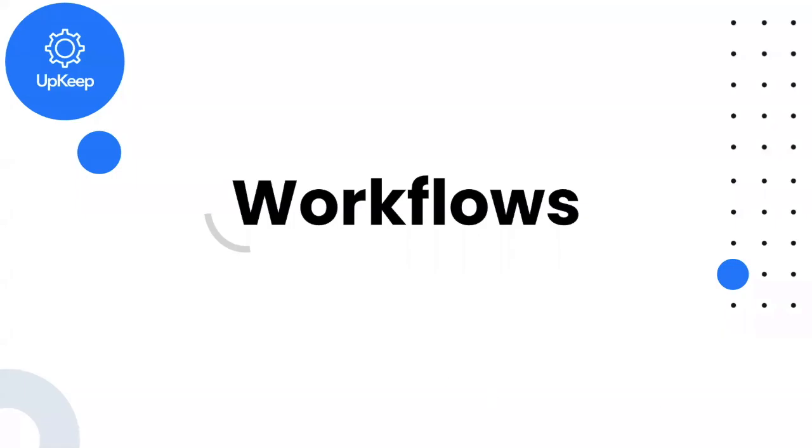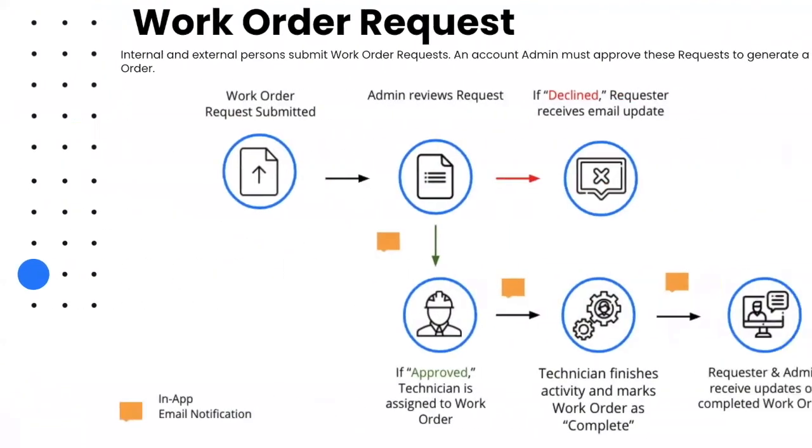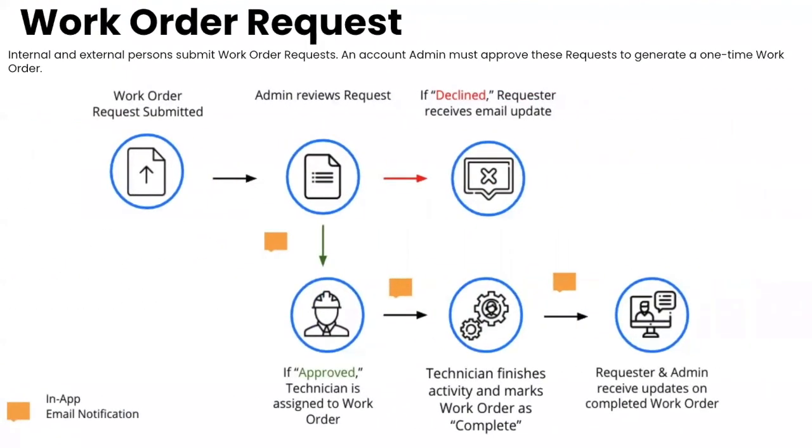Okay, let's move on to our workflows. Once you set up your assets and locations, this will come into play when you're adding your workflows. The first one that we're going to be looking at is our work order requests. Now, work order requests can be submitted by internal or external persons where the admin of the account will have to either approve or decline it. Either way, the requester will be notified via email if the request is approved or declined.